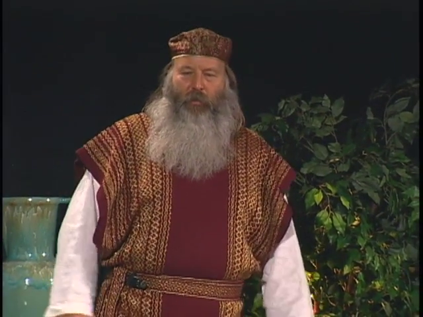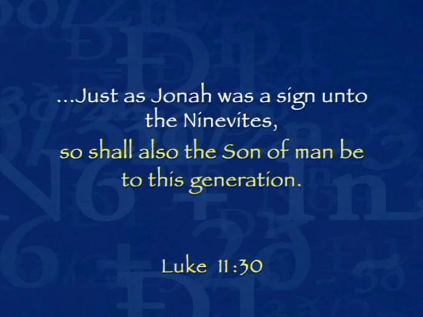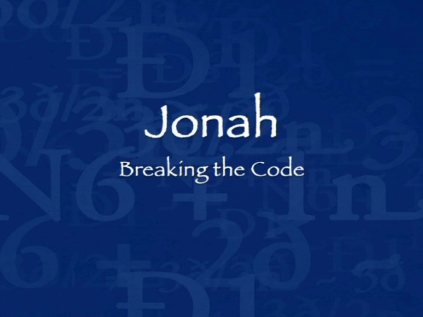And Luke reports, an evil generation seeks a sign, but there shall be no sign except the sign of Jonah the prophet. Just as Jonah was assigned to the Ninevites, so shall also the Son of Man be to this generation. Jonah was assigned to the Ninevites. So now we are going to break the Jonah code. In order to do that, we have to go back to the scriptures to find out what was going on in Jonah's life.